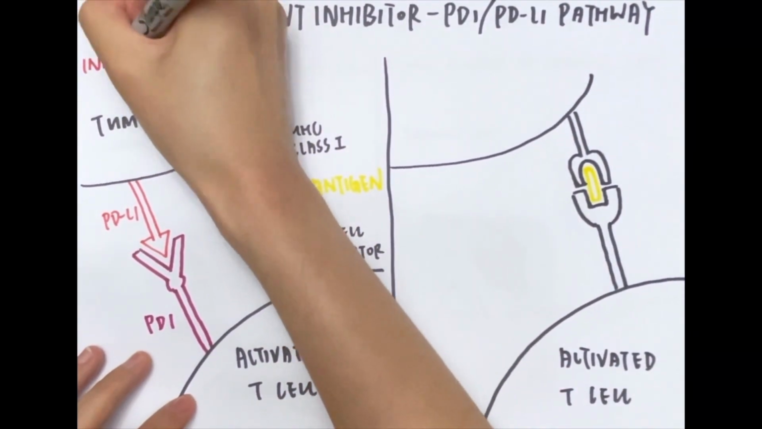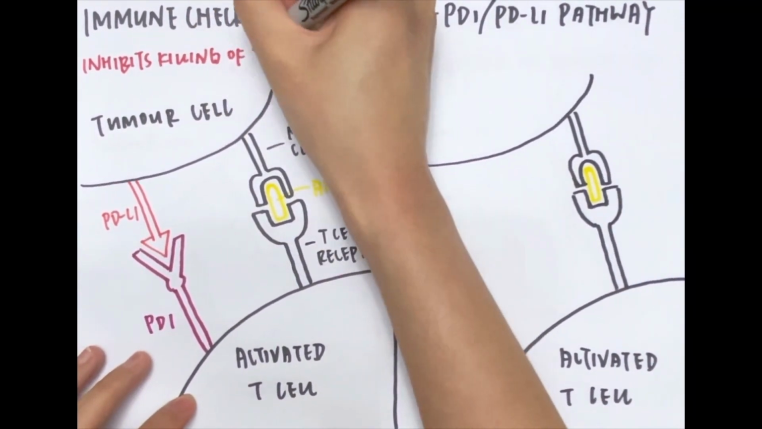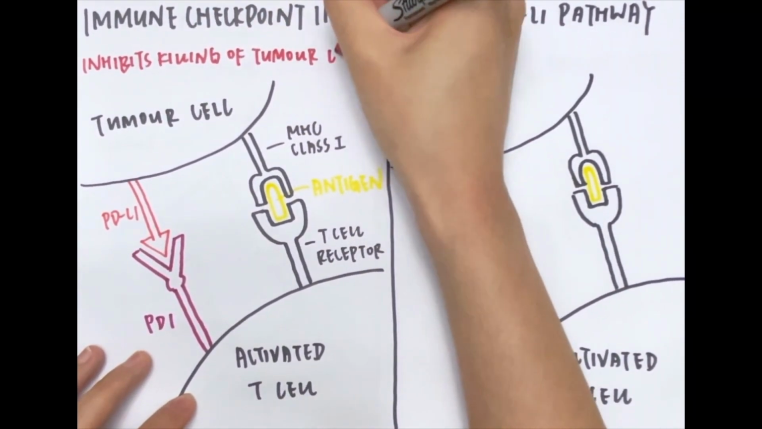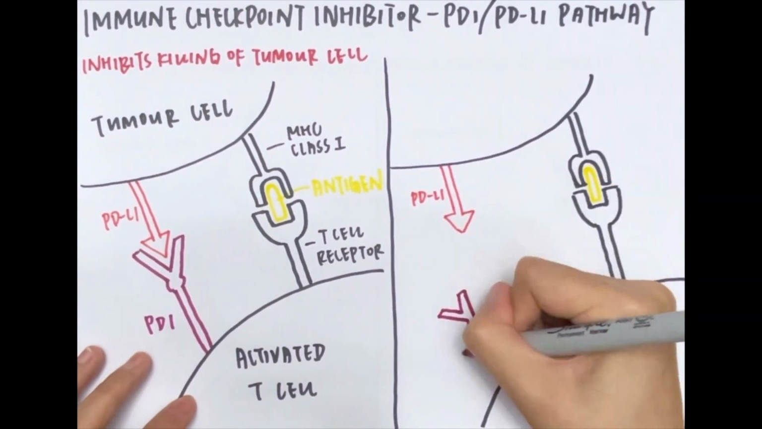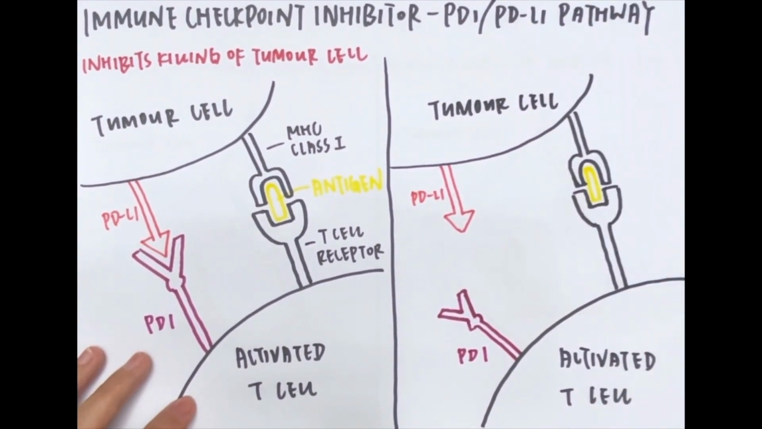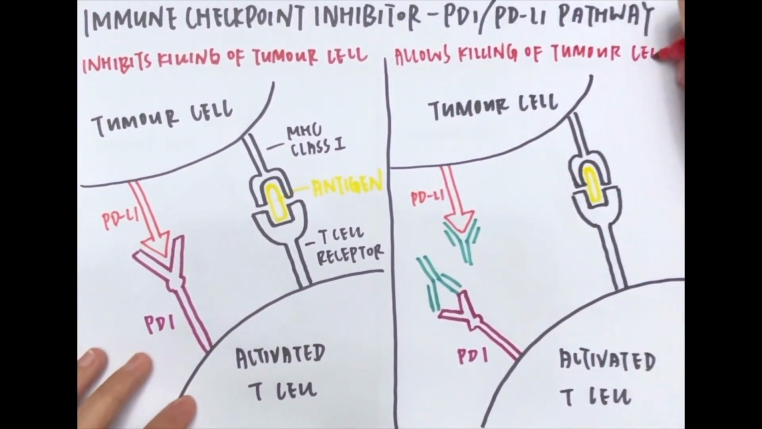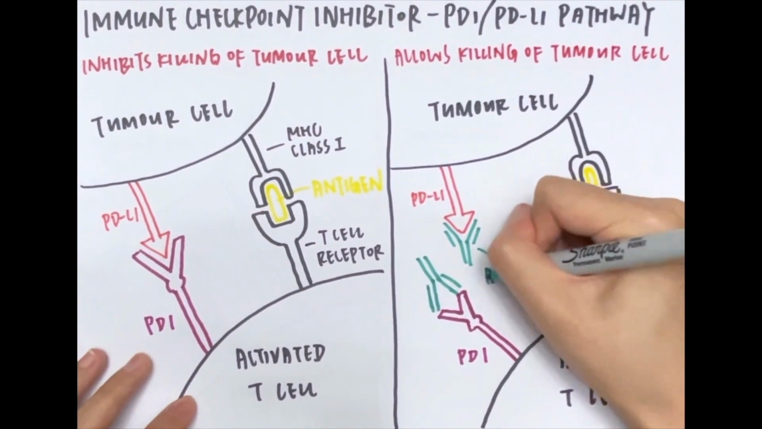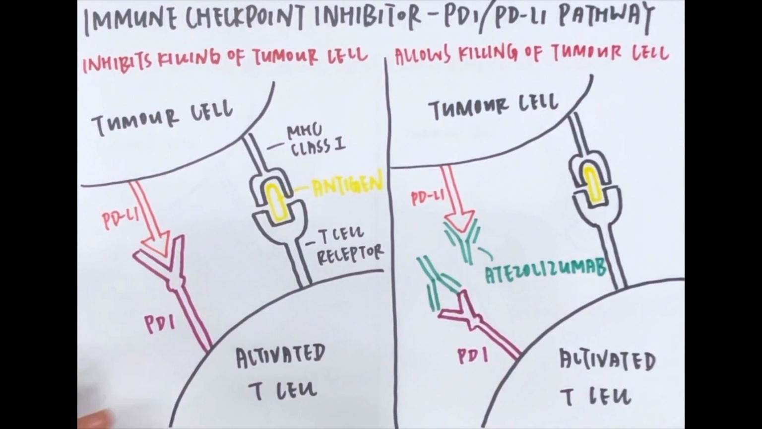PD-L1 is overexpressed on tumor cells and immune cells infiltrating the tumor microenvironment. This inhibition of T cell activity allows the continuing growth of cancer cells. Monoclonal antibodies reverse this inhibition by binding to either PD-1 or PD-L1. This way, the anti-tumor T cell response could be reinitiated. An example is atezolizumab, which binds to PD-L1 and blocks its interaction with PD-1. It has been approved to treat bladder cancer and non-small cell lung cancer.